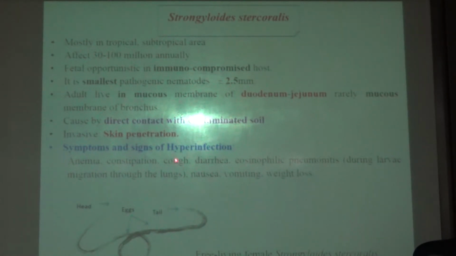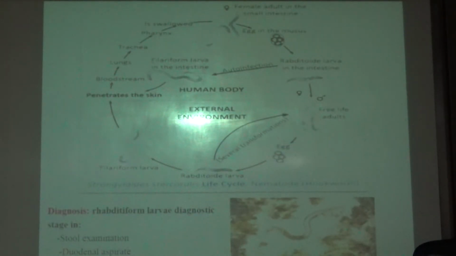Again, symptoms and signs. As you can see, anemia, constipation, cough, diarrhea, eosinophilic pneumonitis. So these signs and symptoms are mostly common for all the infections and not exclusive to Strongyloides stercoralis. This is the stage which we can visualize on stool examination. Rhabditiform larvae can be seen in stool examination or duodenal aspirate.